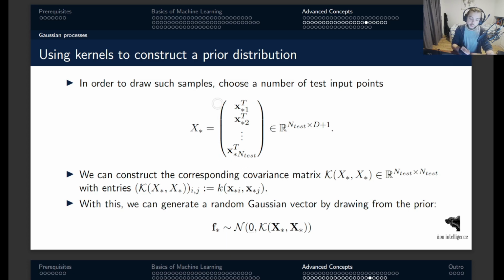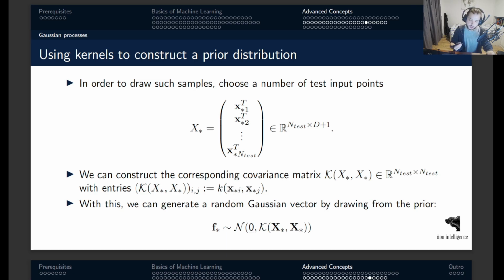Okay, so previously we produced predictions for individual points. But this time, we want to make predictions for a test set, X star. And this test set contains n test many entries, and every entry is one test observation of dimensionality d+1. So that's prior to applying the feature map. We can now construct the corresponding kernel matrix or covariance matrix, which is of dimension n test by n test. And each individual entry is the evaluated kernel function for two test observations.